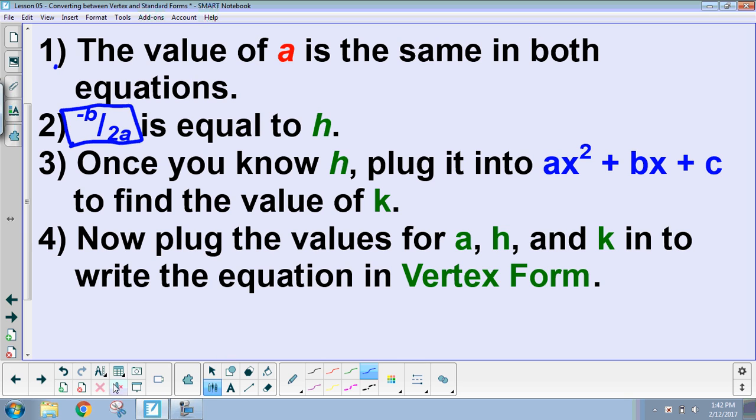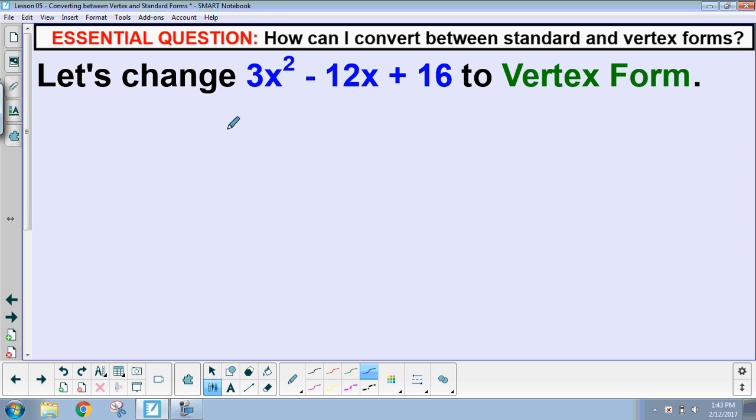Right there. Negative B over 2A is going to equal H. Okay? Another way you might write it is that. Once you know H, plug it into that standard equation so we can find K. Now plug A, H, and K into the equation in the vertex form. So let's give it a shot. Remember, this is A, this is B, and this is C. This should be familiar because this came from the example in the beginning, so we'll know if we get the right answer or not. Okay?